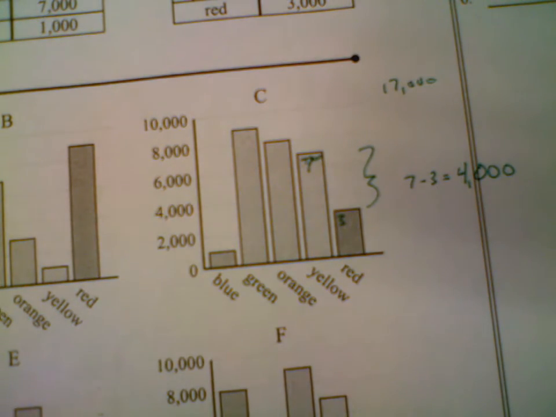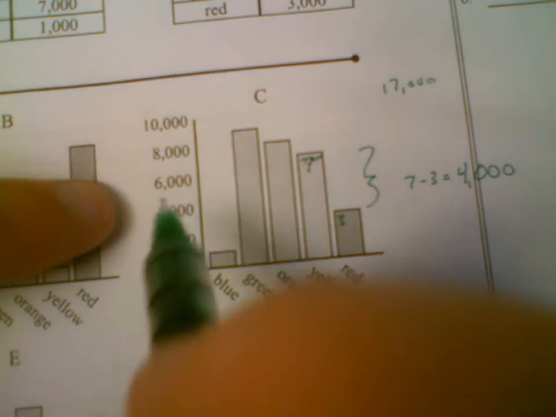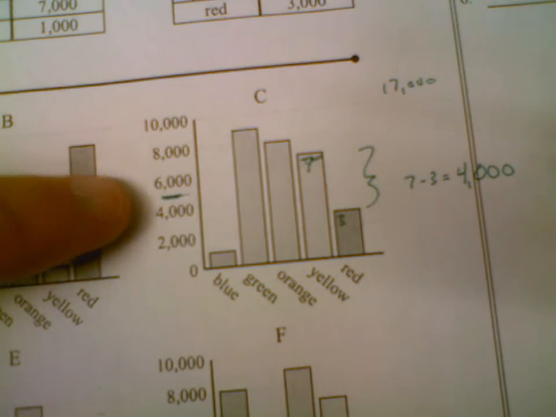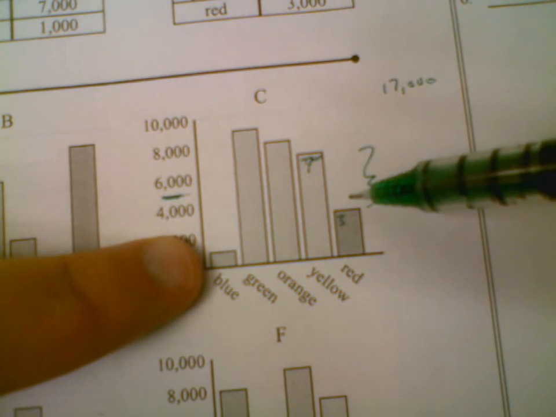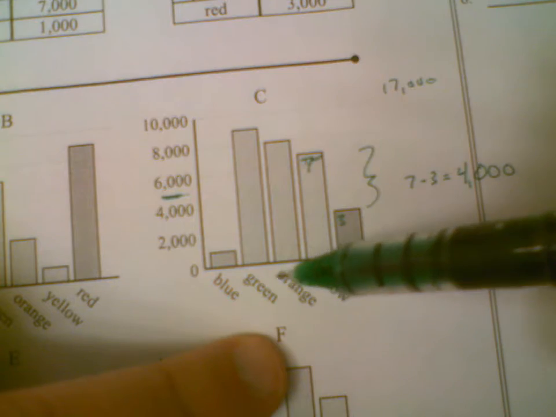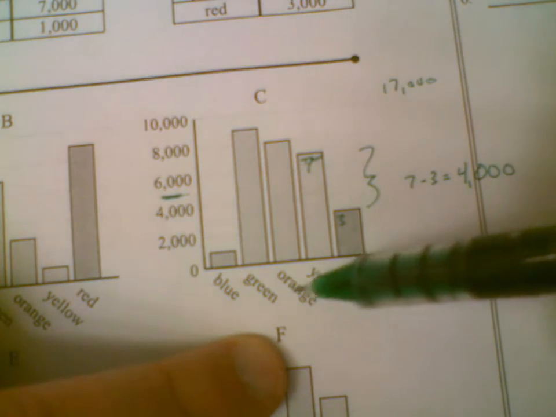You could say, how many colors do I have where I have more than 5,000 balloons? Well, 5,000 balloons would be right here in the middle. Well, I don't have 5,000 blue. I don't have 5,000 red. But I do have 3 colors, green, orange, and yellow.